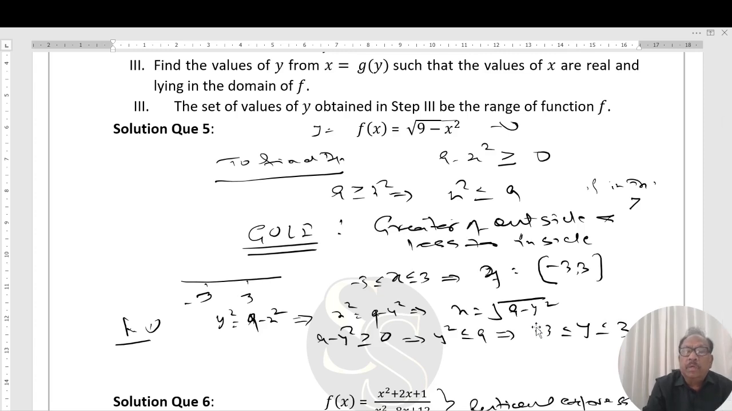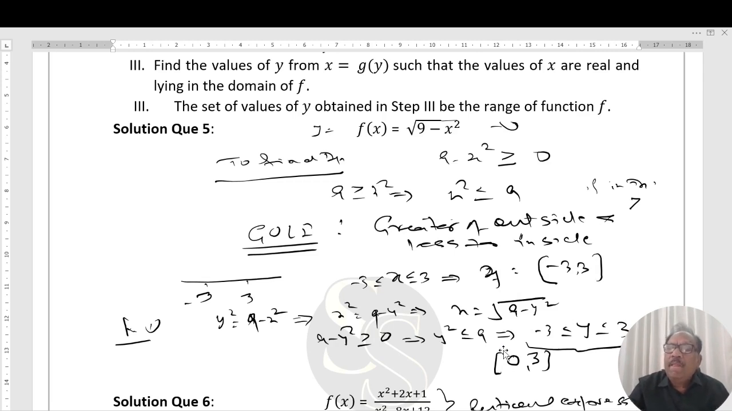But be careful. In this case, find the answer by using common sense. Negative answer will not be there. Maximum answer will be 3. If we put 0, then 3, otherwise less than 3. So its range will be 0, 3. Range will be 0, 3.